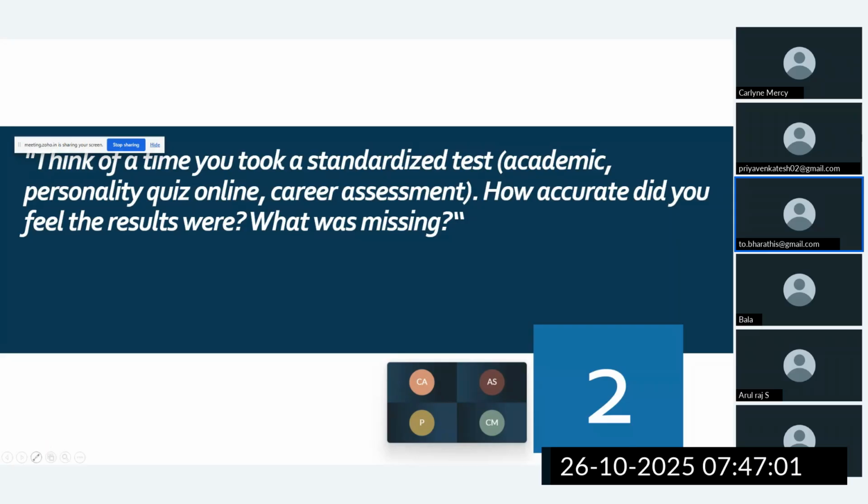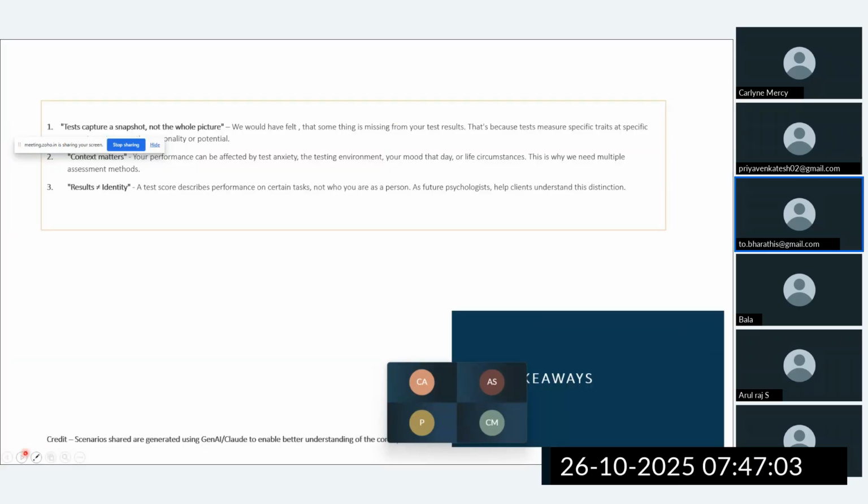So we cannot decide what we are with only one test, right? Exactly. It is just a snapshot at that point in time, probably based on the way we want to respond to those questions. It had 12 questions on relationship management. The way I chose was different, so it was just that snapshot. And context also matters.